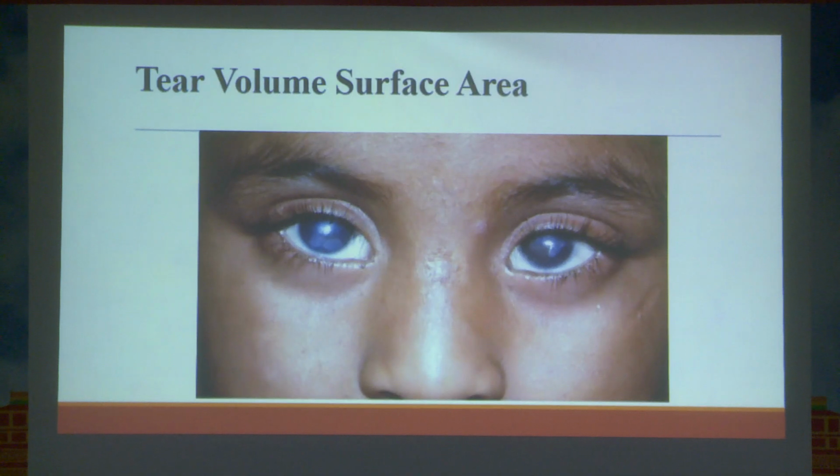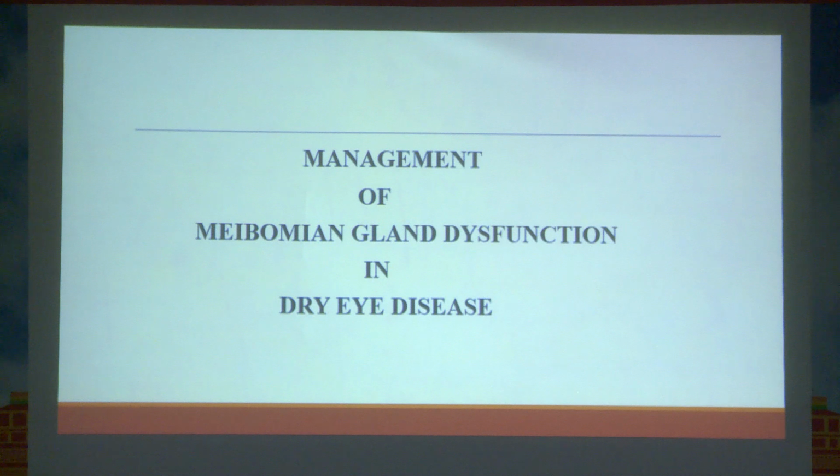Then there's another concept of tear volume to surface area ratio. Whenever we have certain conditions like a hereditary autoimmune disease which is not going to improve much, to protect the patient's cornea, lateral tarsorrhaphy is done to decrease the surface area a little bit, so that the ratio can be maintained between the volume and surface.